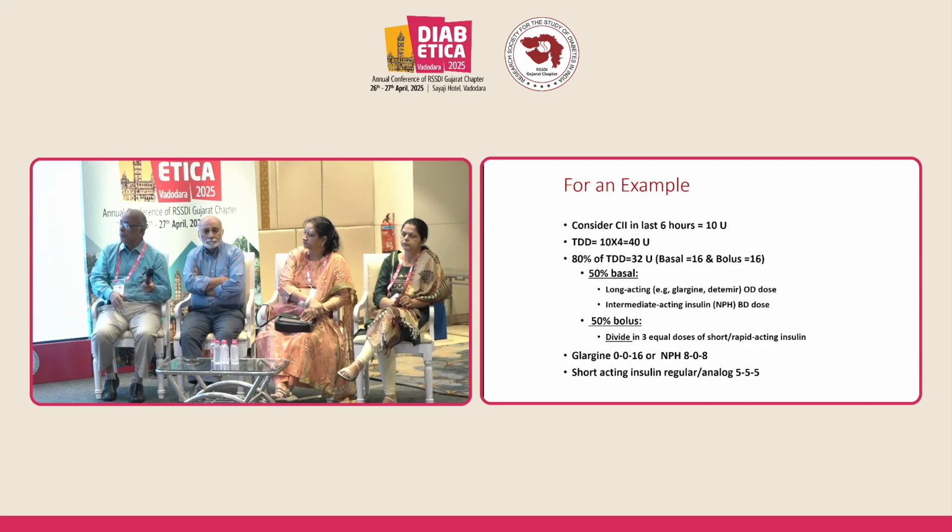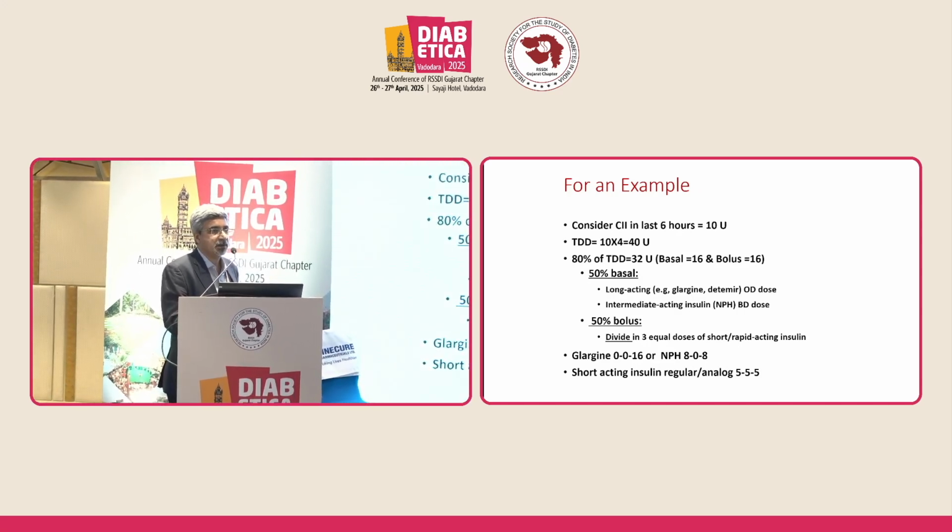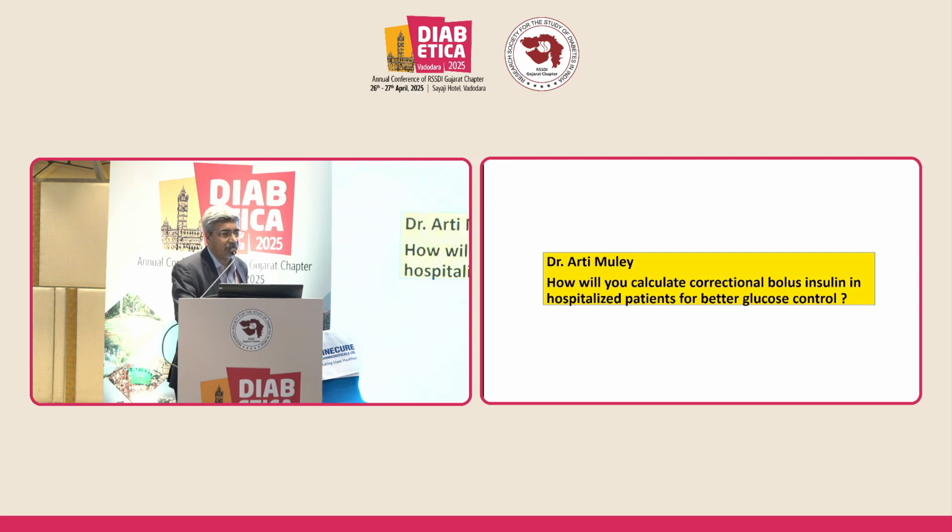Thank you, sir. So this example is rightly told by sir, that if the last 6 hours drip rate is 10 units, then you have to multiply it by 4, that is 40 units, 80% is 32, 50% basal, that is 16 units of Glargine once daily, or if you are using NPH, then 8 units twice daily. Generally in hospital settings, it is better to use analogs because they provide better glucose control and less hypoglycemia. If you are using bolus, then divide it in 3, that is 5, 5, 5 regular or analog insulin with each meal. So now I will go on to Dr.